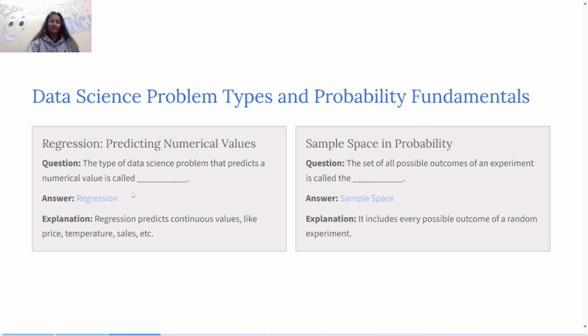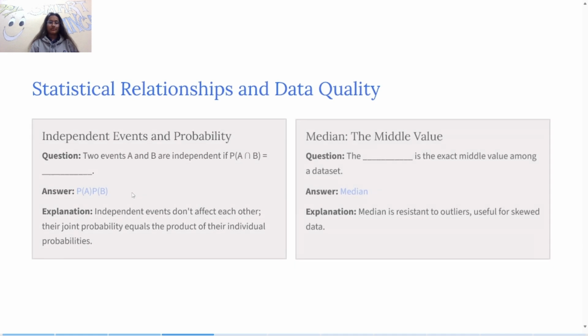Next question. The set of all possible outcomes of an experiment is called blank. In probability, when we perform an experiment, there can be many possible outcomes. If we list all of them, that full list is what we call the sample space. So the answer becomes sample space.